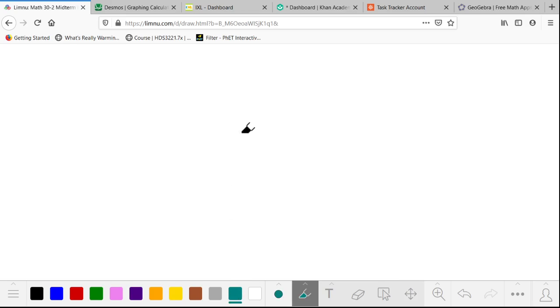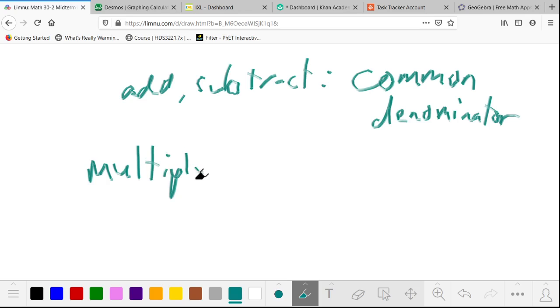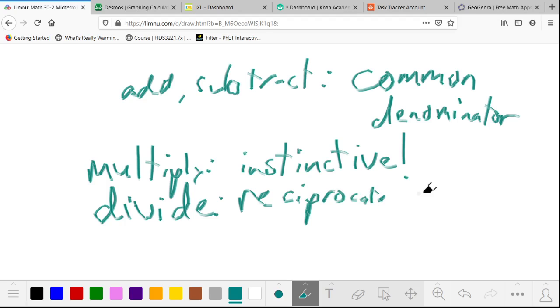Okay, so that's the core end of this review. It's figuring out how to do the operations. So remember, it's add, subtract. When you're adding and subtracting, you find that common denominator. Multiply. This is the only one where most of our instincts are going to work for us. Now, if you divide, that's reciprocate and multiply.